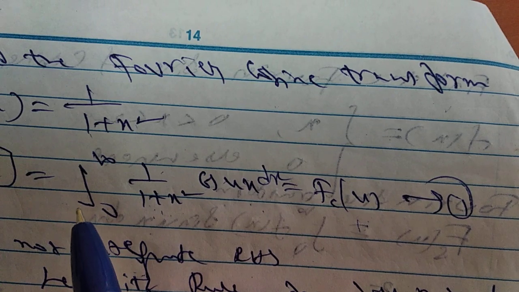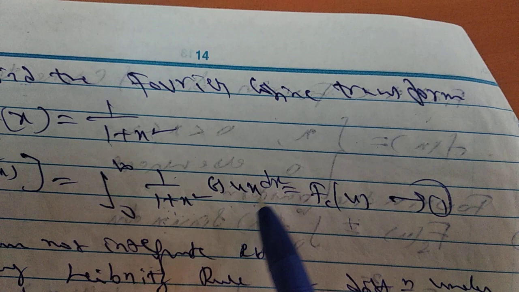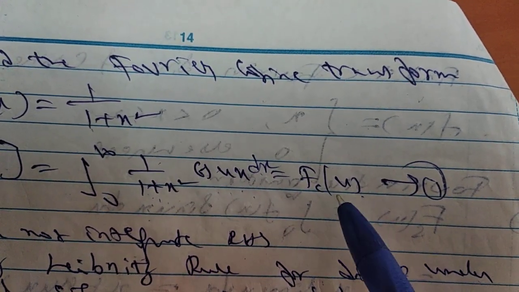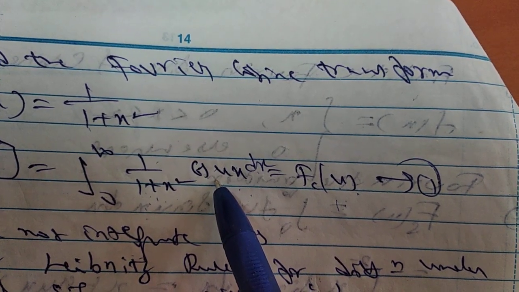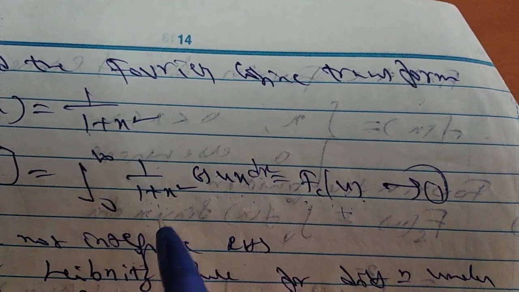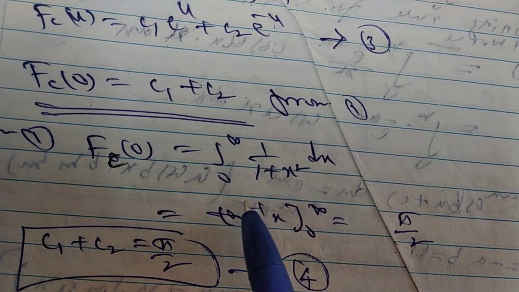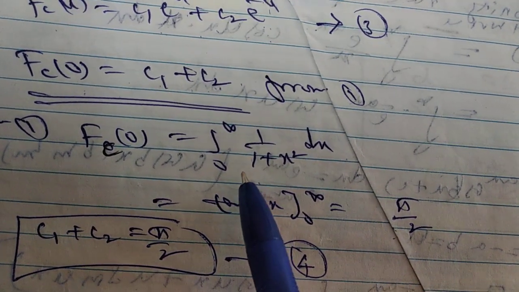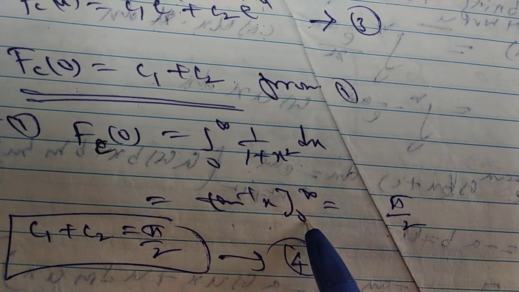See, from equation 1, what is equation 1? Integral of 0 to infinity 1 over 1 plus x square cos ux into dx is equal to F of u. So you have to take here u is equal to 0. What happened here? F of 0 is equal to, u is equal to 0 means cos 0. What is the value of cos 0? 1. So F of 0 is equal to integral of 0 to infinity 1 over 1 plus x square dx. Now you have to integrate. What is the integration of 1 over 1 plus x square? That is tan inverse of x, with limits 0 to infinity.